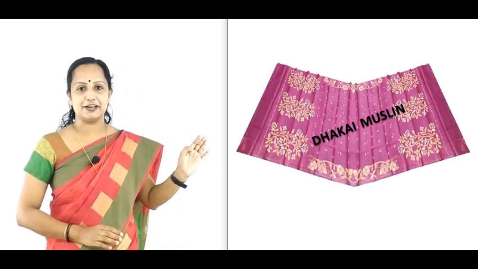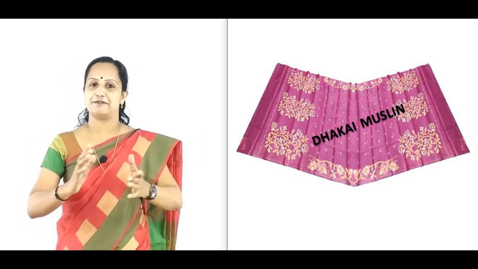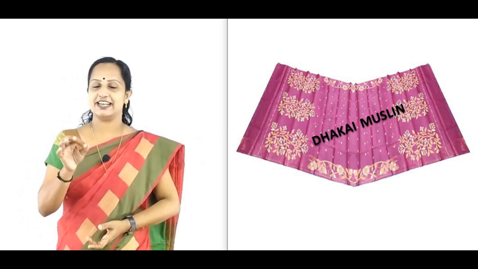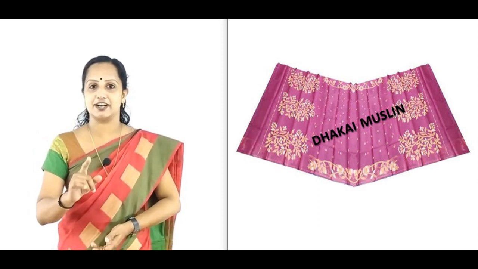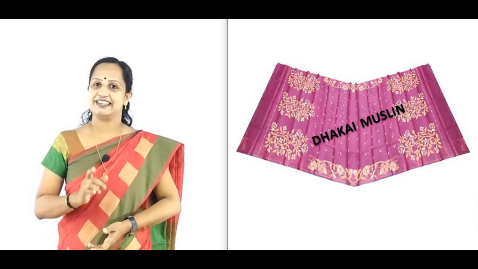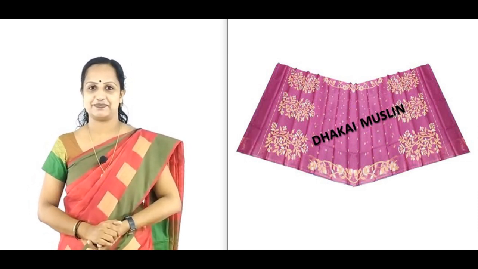For example, take the case of Dhaka muslin itself. What is Dhaka muslin and what is its history? It is a fine variety of cotton textile which enjoyed worldwide fame. It had its origin in Bengal, particularly places in and around Dhaka. Now, Dhaka is the capital city of Bangladesh.